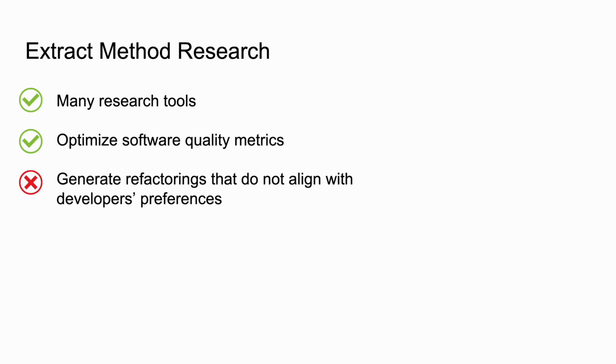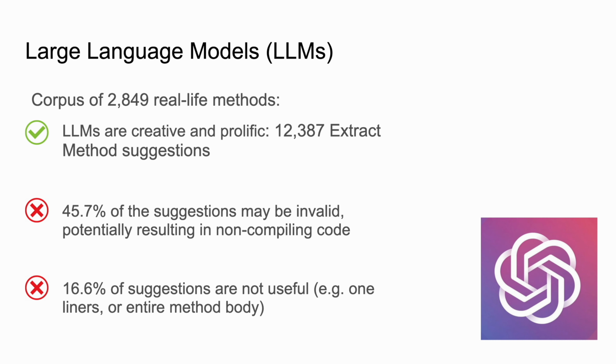Choosing which statements are profitable to extract has been the subject of many research tools that employ hard-coded rules to optimize software quality metrics. Despite steady improvements, these tools often fail to generate refactorings that align with developers' preferences and acceptance criteria. Our intuition is that given the fact that large language models, or LLMs, have been trained on a large code corpora, they are more likely to imitate human behavior. If we harness the familiarity of LLMs with the way developers form methods, we could suggest refactorings that developers are likely to accept.